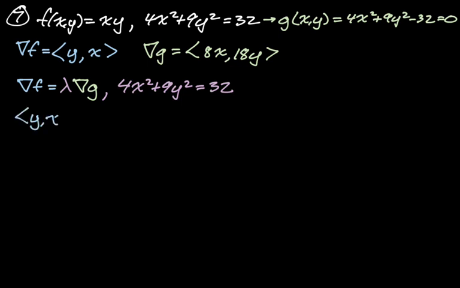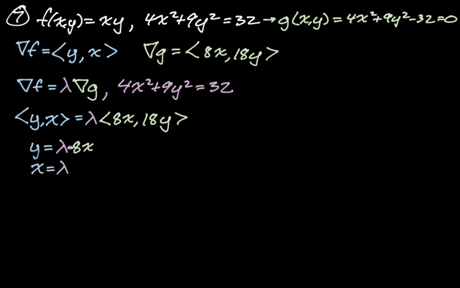So we get y, x is lambda times 8x, 18y. So y is equal to lambda times 8x, and x is equal to lambda times 18y. And then remember, we have this constraint, which gives us our third equation, so that we can have three equations in three unknowns instead of two equations in three unknowns, and that's a problem. Typically you want to get rid of lambda as soon as you can.